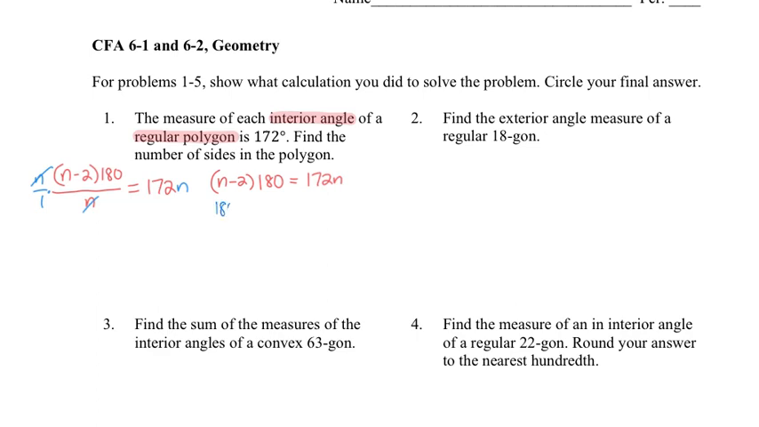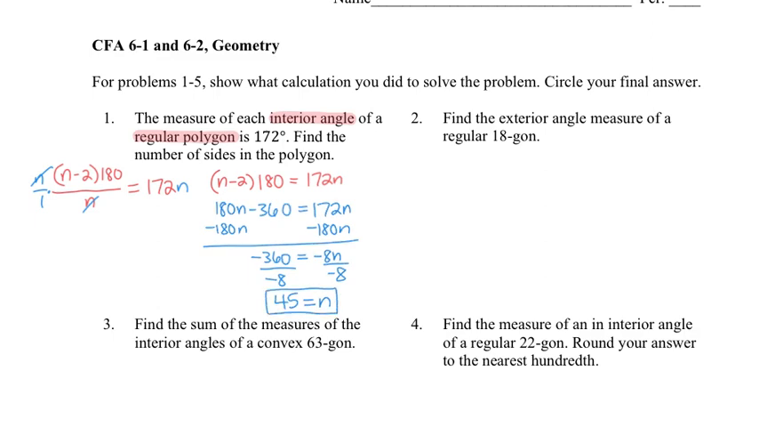So once we distribute, we get 180n minus 360 is equal to 172n. We want to get the n's on the same side, so I'm going to subtract 180n from both sides and get negative 360. That's okay, because on this side we get negative 8n. And then we're just going to divide each side by negative 8, and that gives us 45. So this must be for a 45-gon. So the number of sides is 45.